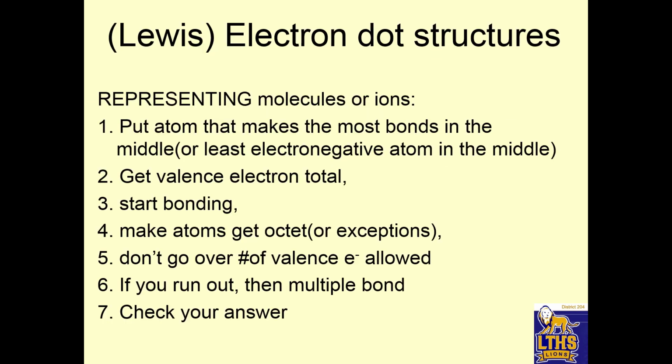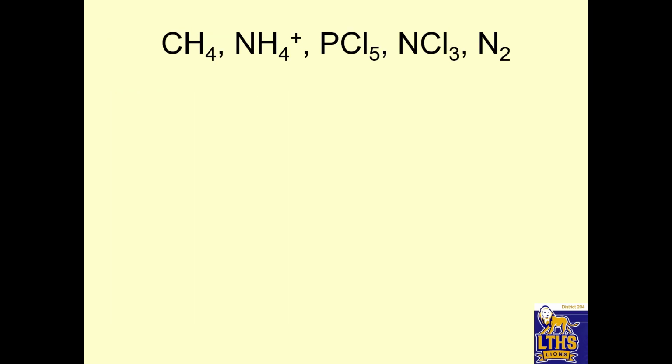So we can do Lewis dot structures for molecules or ions. Find the atom that makes the most bonds and put it in the middle, or the least electronegative atom. Get a valence electron total. Start bonding. Give atoms octets or whatever they need. Don't go over the number of valence electrons. If you run out of valence electrons, multiple bond, and then check your answer.